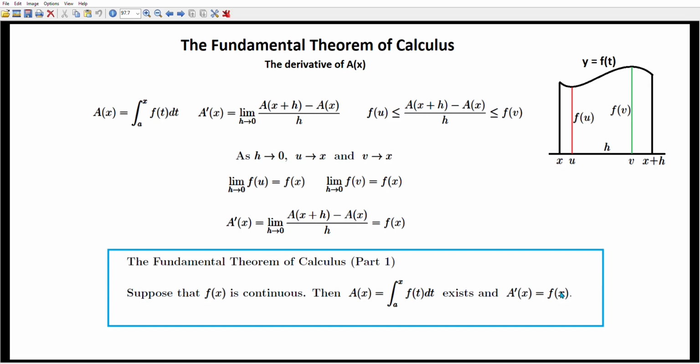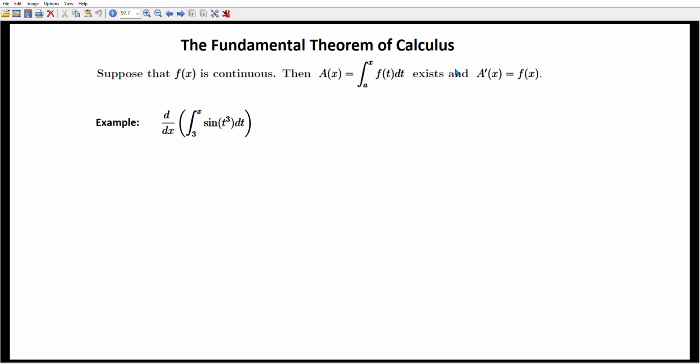Now, we have bypassed the part of this where we show that the area exists. That's a more sophisticated issue, but be assured that if f of x is continuous, that area does exist, and the fundamental theorem tells us what that derivative is.